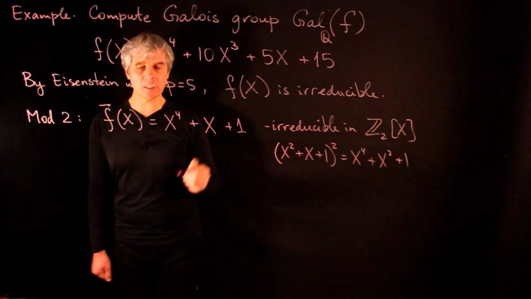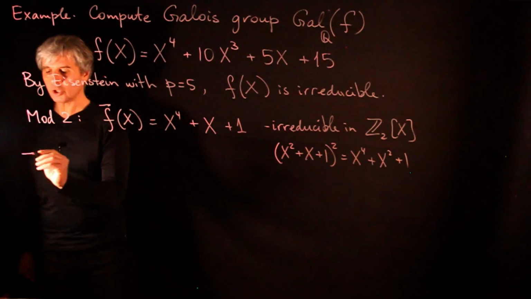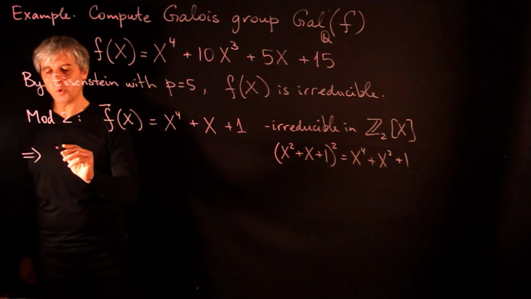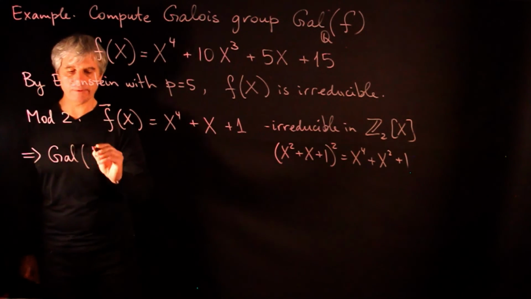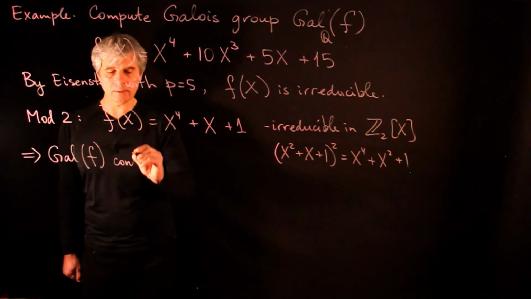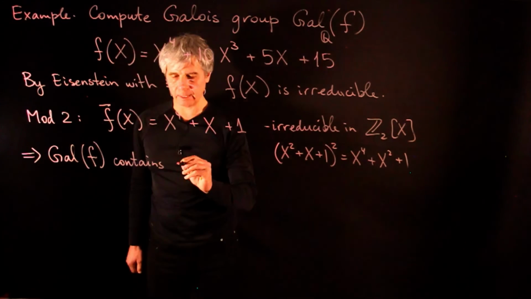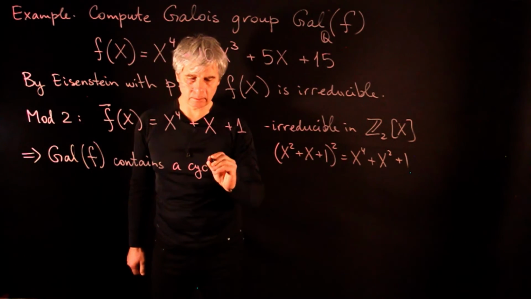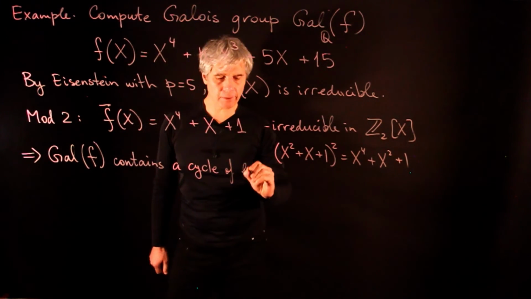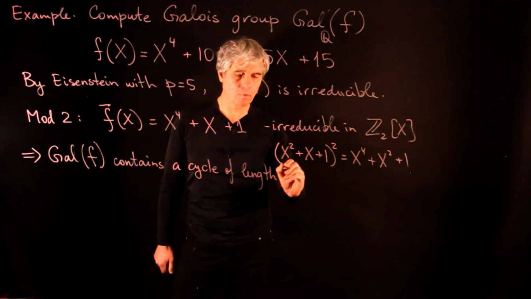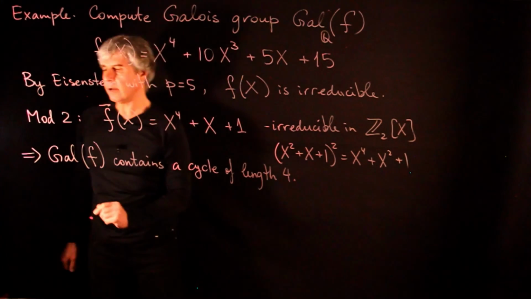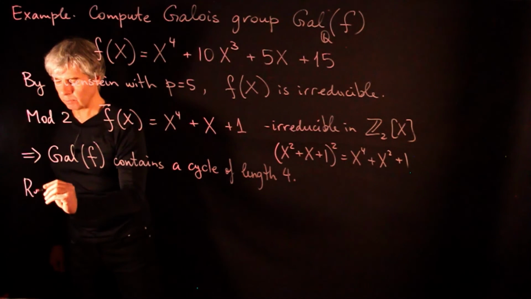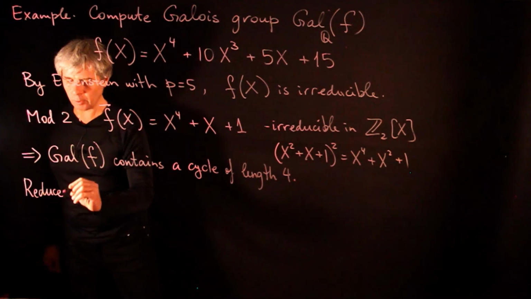So this means that this is irreducible, and the conclusion is that the Galois group of f contains a cycle of length 4. Now let us reduce this polynomial mod 3.